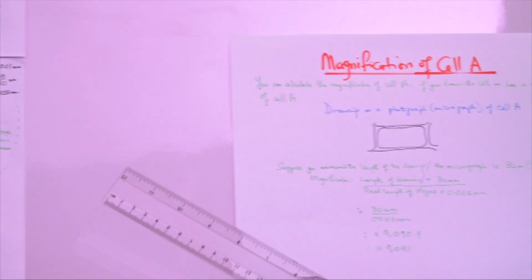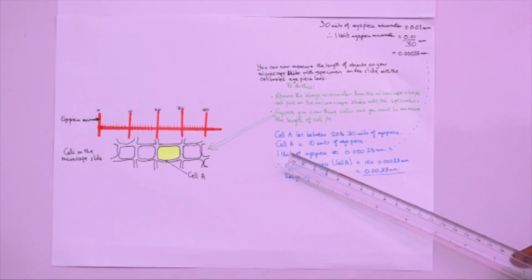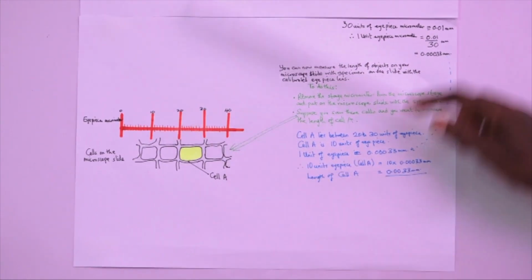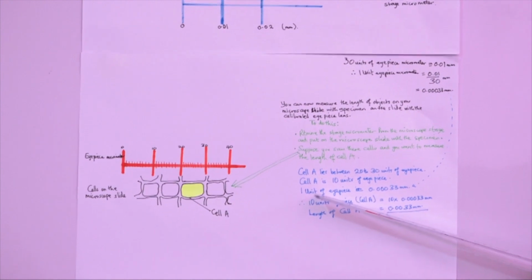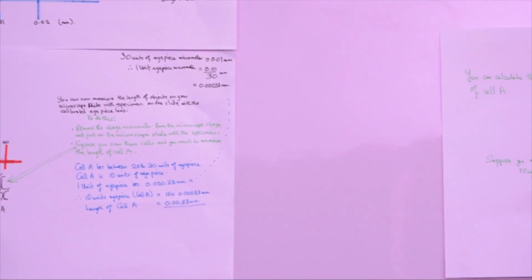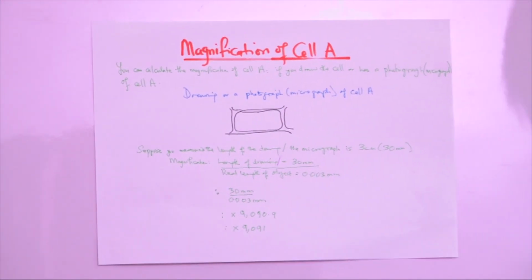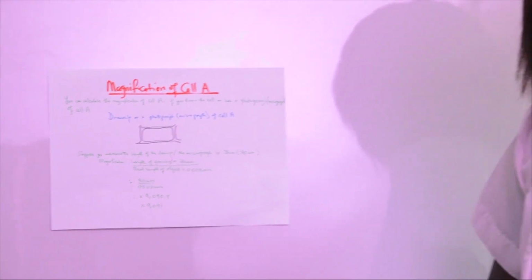So when you are looking at a tiny cell under a microscope, you can find the real length of the cell by this method. Having known that, you can find the magnification of the cell that you've drawn or that is in the picture. Neat. We've gone a whole length today.